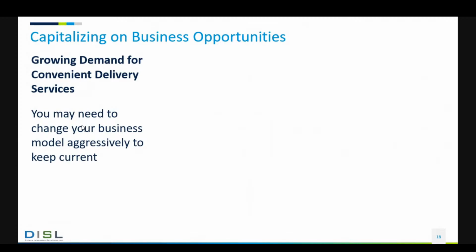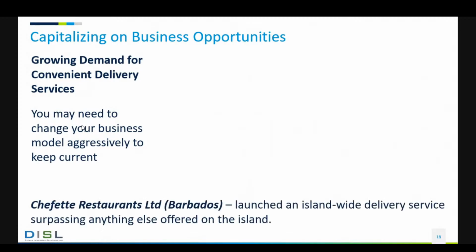So we're going to look at a few examples of what some persons have done within the Caribbean region. With COVID-19 and with restrictions on social distance, there's been a growing demand for the convenient delivery of services and more personalized services. For example, in Barbados, Chefette Restaurants Limited, a homegrown fast food empire similar to what Royal Castle may be for Trinidad. A primary competitor is KFC, and KFC would have already had a delivery service in Barbados.